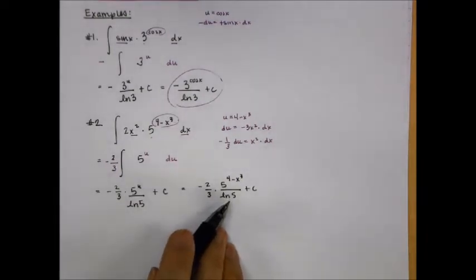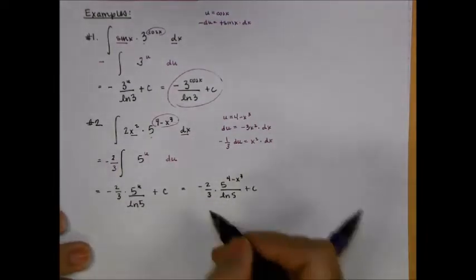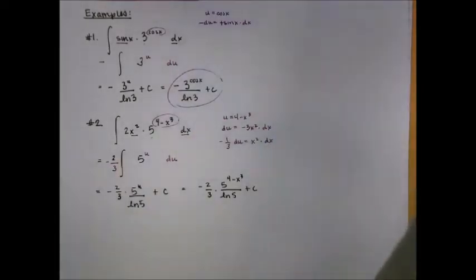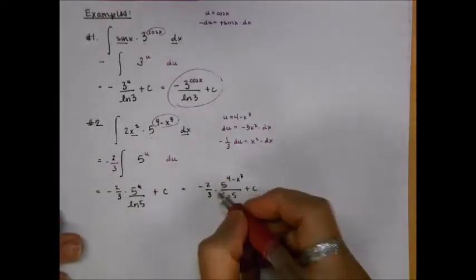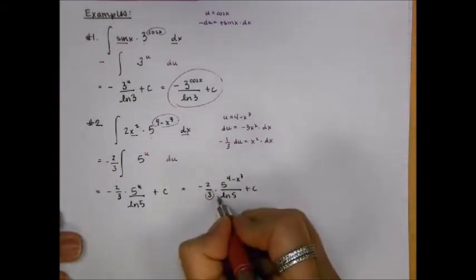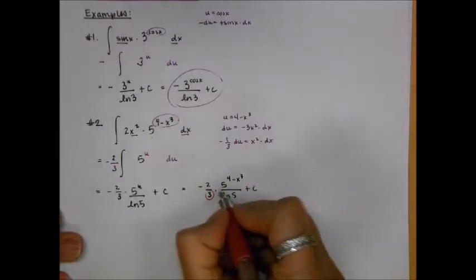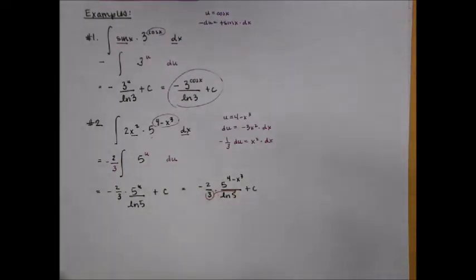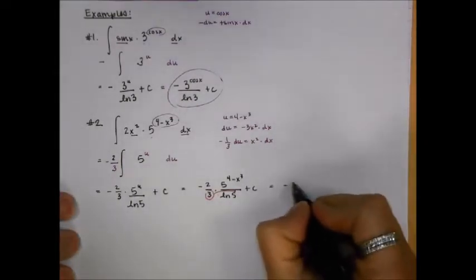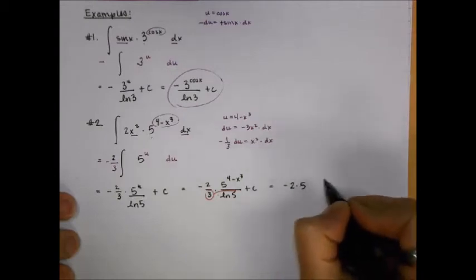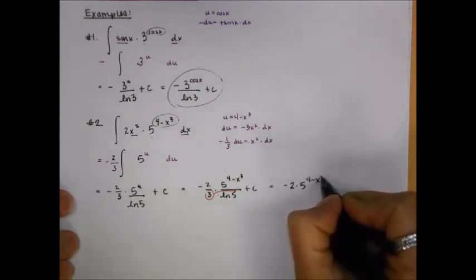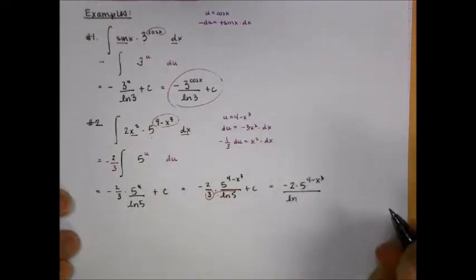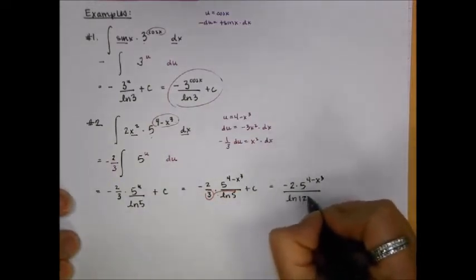And it's possible, if you want, you could rewrite that coefficient 3 as the exponent of 5. So 3 is the coefficient of your natural log. If you rewrote it as the exponent of 5, then an alternate answer would be negative 2 times 5 to the power 4 minus x cubed over the natural log of 5 cubed, 125 plus c.